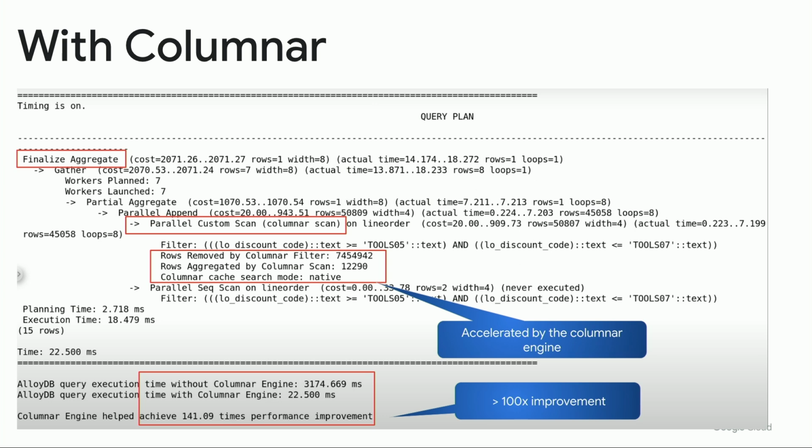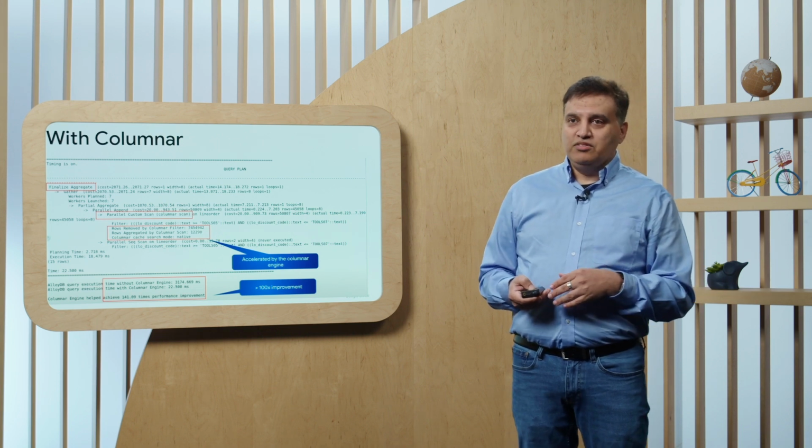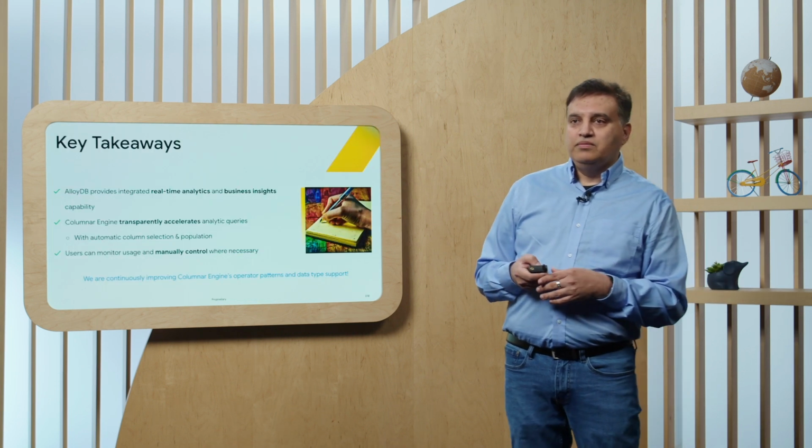So with the Bloom filter and all, what you can see is the same result, you get back in 22 milliseconds instead of 3 seconds. It's more than 100 times improvement. This is just an example, and a lot of customers have seen even more than 100 times improvement with enabling columnar.